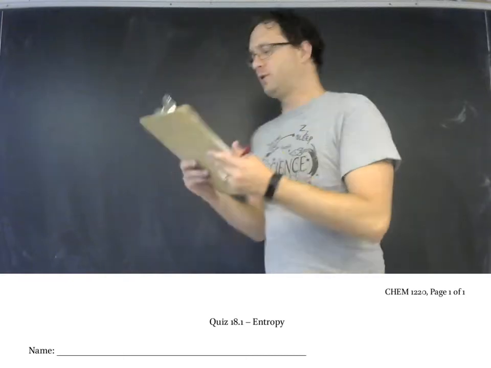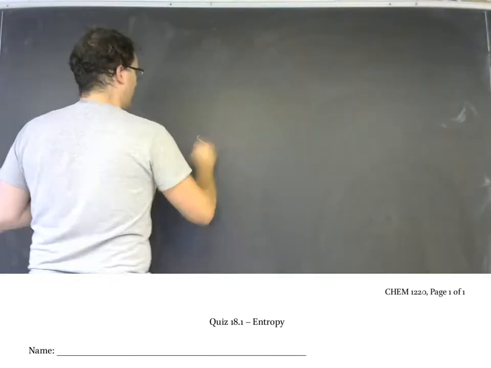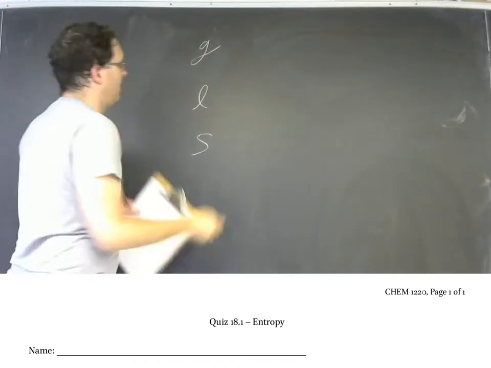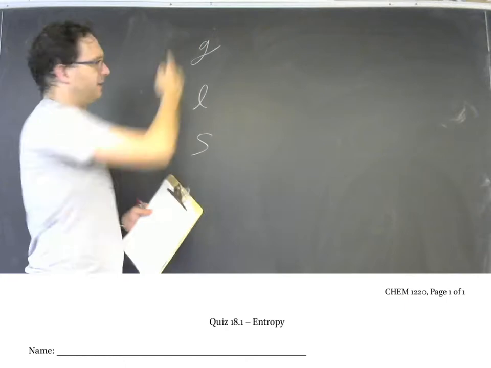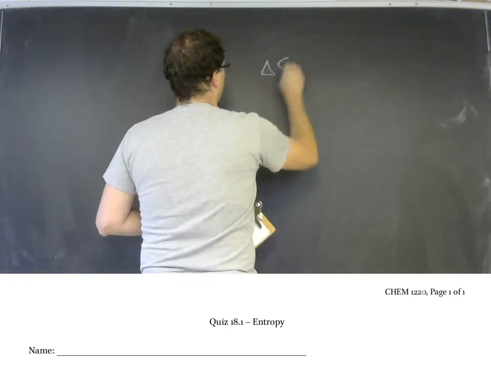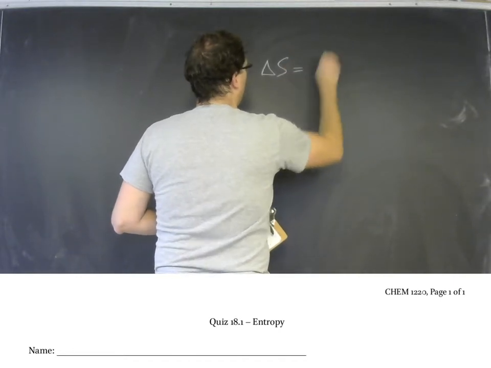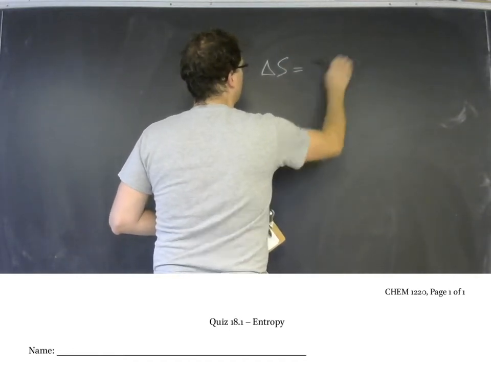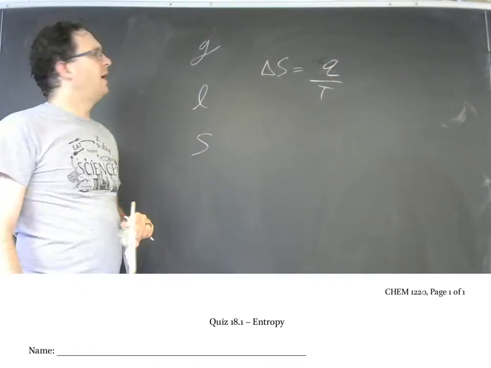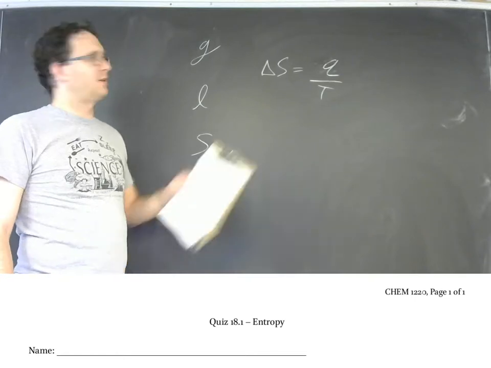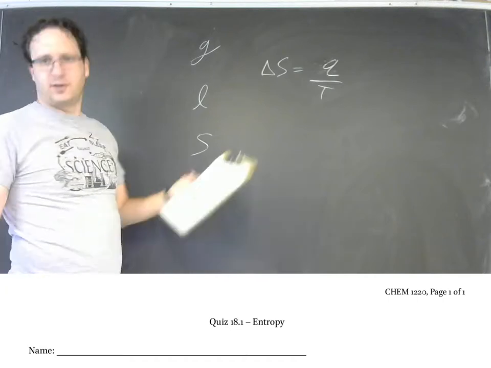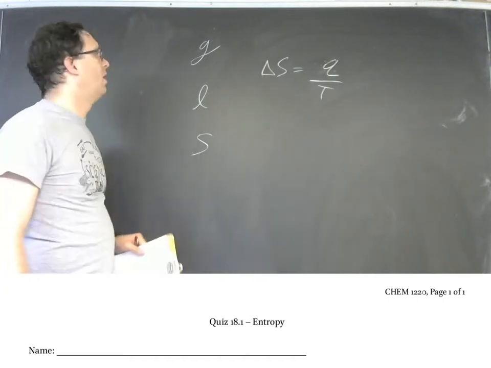And so remember, we have this hierarchy of phases, and entropy will increase as you go up and decrease as you go down. We know that delta S is equal to, I'll say Q over T. So if we're heating something up, then Q is going to be positive and the entropy will increase. So higher temperatures are higher entropy, lower temperatures are lower entropy.